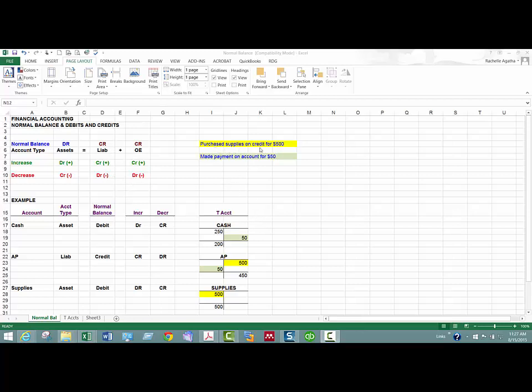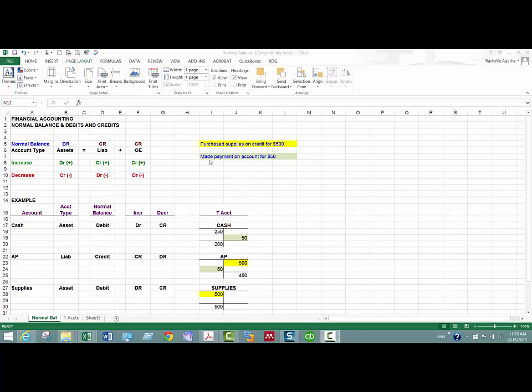Let's assume you purchase supplies on credit for $500. So credit means accounts payable. So you debit supplies. So supplies are an asset in this example. So it's a debit and it increases. The debit goes on the left side of the T account. And then accounts payable is a credit. It's a liability. So you increase accounts payable by putting 500.